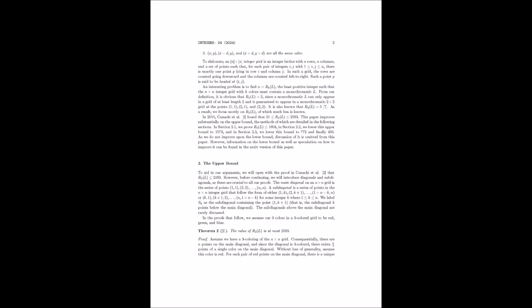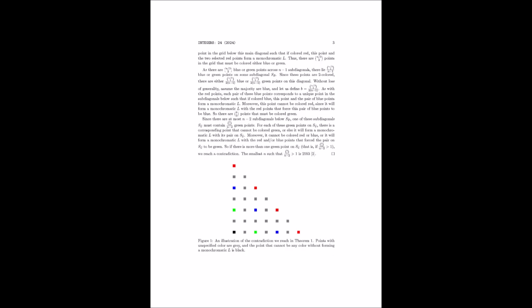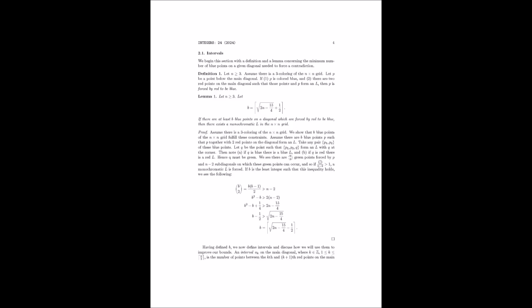Exactly. And their approach uses this really elegant idea called the pigeonhole principle. Okay, remind me about the pigeonhole principle. So it's pretty simple, really. If you have more pigeons than pigeonholes, at least one of those pigeonholes has to have more than one pigeon in it. Right. Makes sense. Kanaki et al. apply this to our 3-colored NxN grid. They start by looking at the main diagonal, that line of squares going from the top left to the bottom right. Okay, I'm following so far.